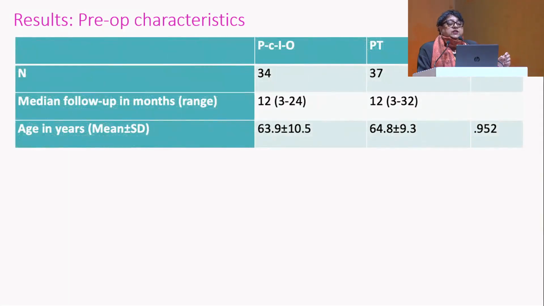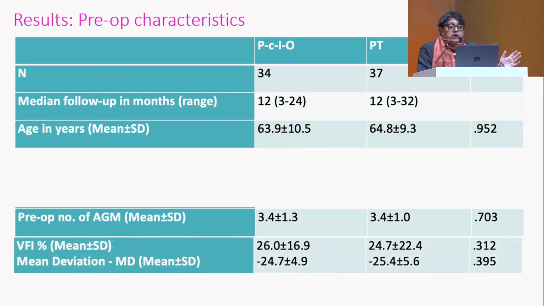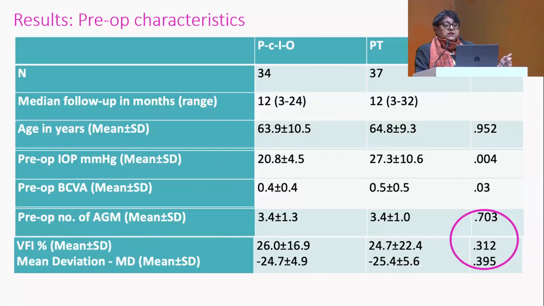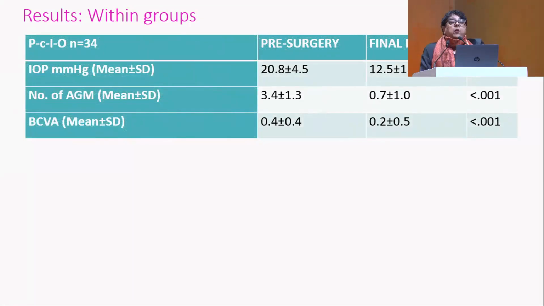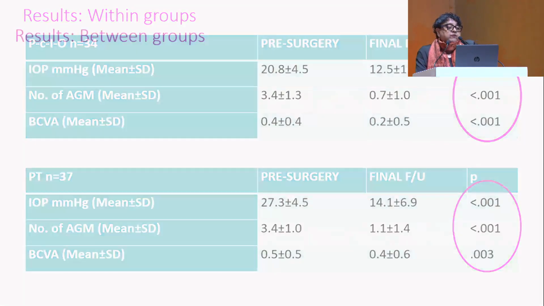Where preoperative characteristics were concerned, the two groups were not very different. Combined phaco-MIGS had 34 patients and phaco-trab 37. Pre-op medications were not different, and neither was the severity of glaucoma. What was different was slightly increased IOP in the phaco-trab group and slightly better vision in the combined phaco-MIGS group. Both groups were effective in reducing intraocular pressure and number of anti-glaucoma medications, as well as improving vision.